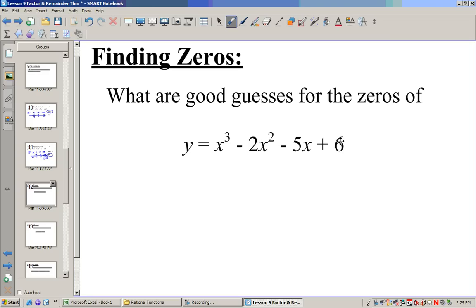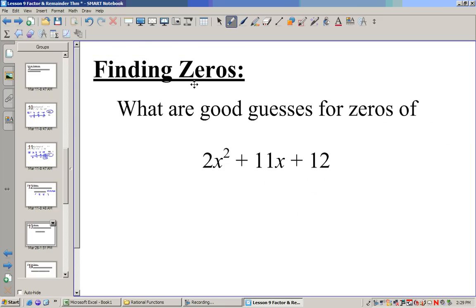So here, if I multiplied this out, these three numbers all have to multiply to get to 6. So everything has to be a factor of 6. So we could do plus or minus 1, plus or minus 2, plus or minus 3, or plus or minus 6. Those are all of the factors of 6.